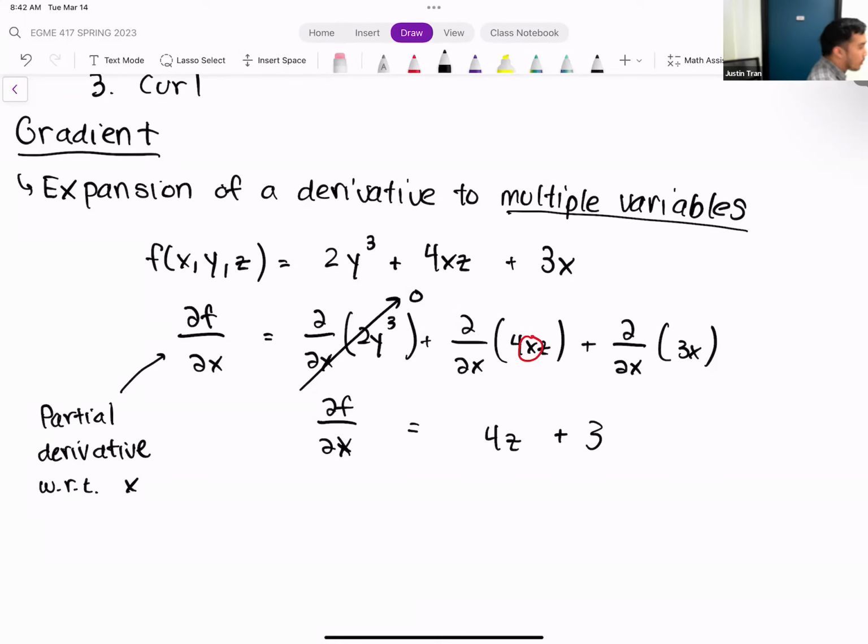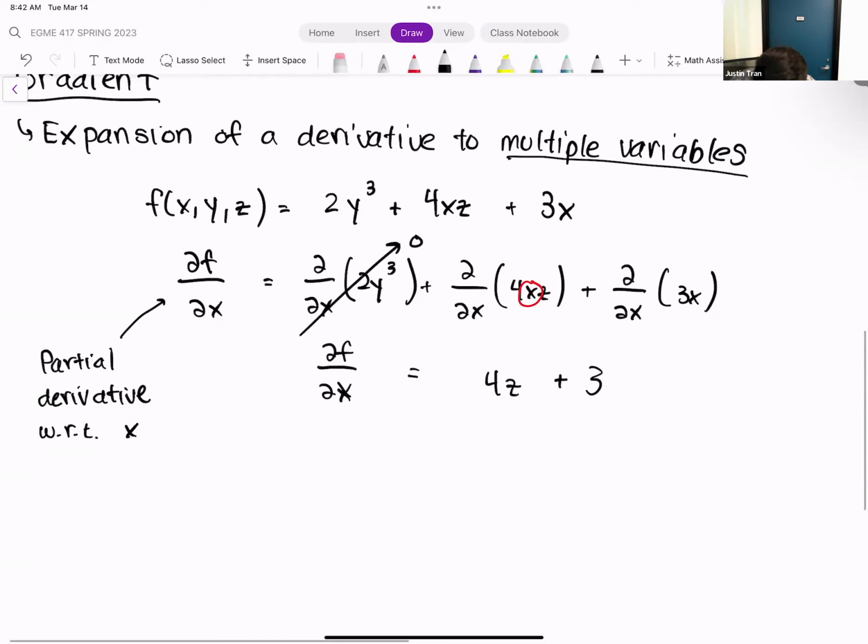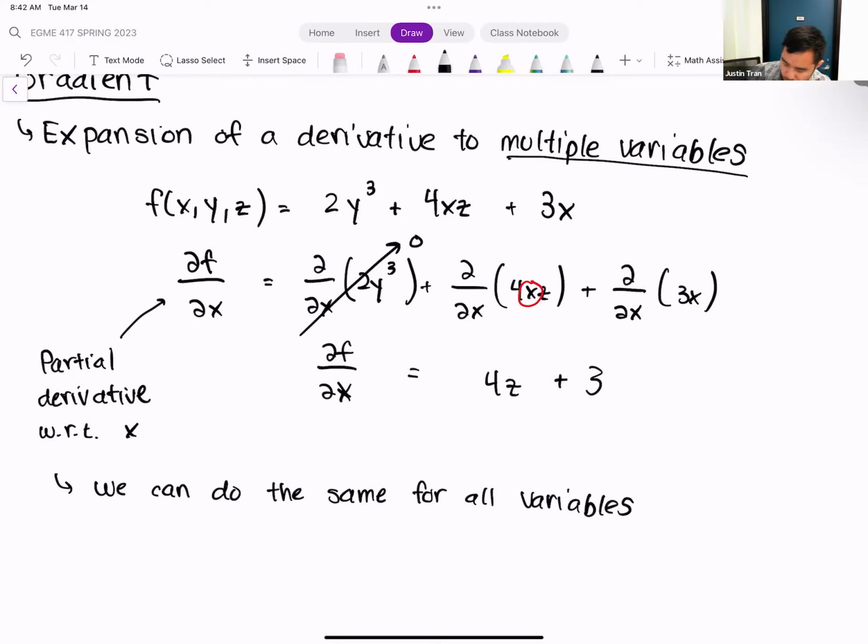All right, and so we can do the same thing. So partial f, partial y, partial f, partial z. Okay, so we can take the derivatives of all three of our variables. And so we have our three partial derivatives, right?